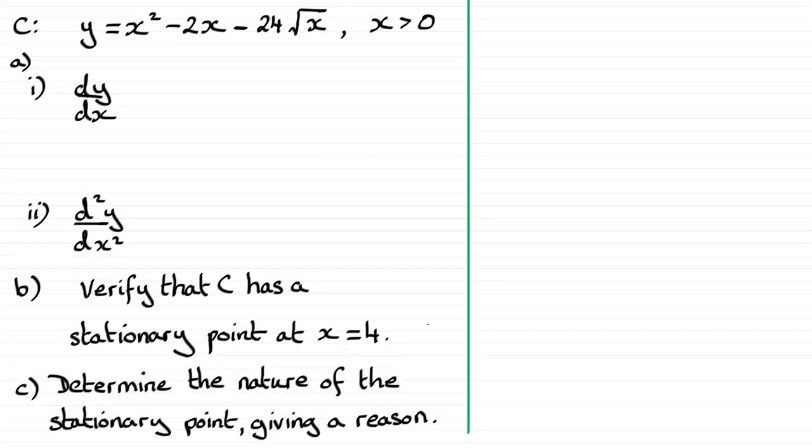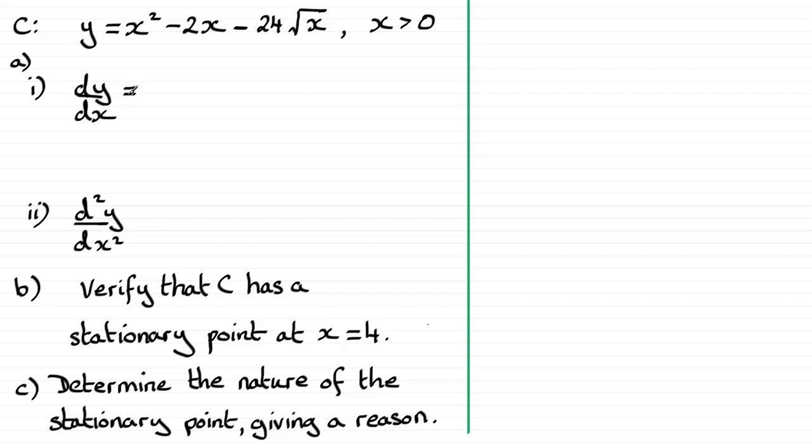Now for this question, we're given the curve C has this equation for x greater than 0, and asked to find dy by dx, d2y by dx squared, verify that C has a stationary point at x equals 4, and determine the nature of the stationary point giving a reason. So to do this, we should be familiar with basic differentiation.